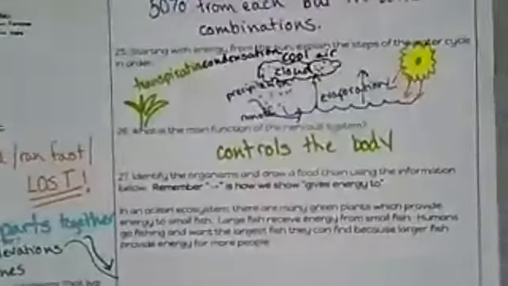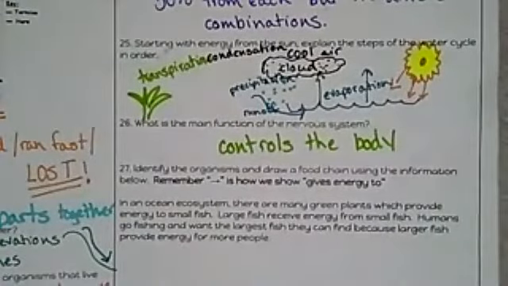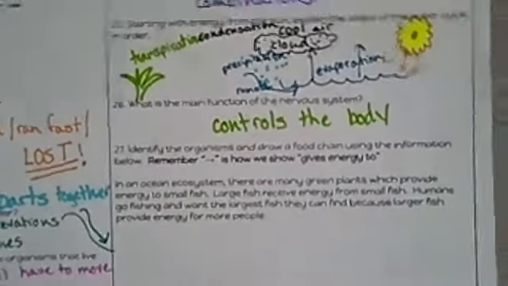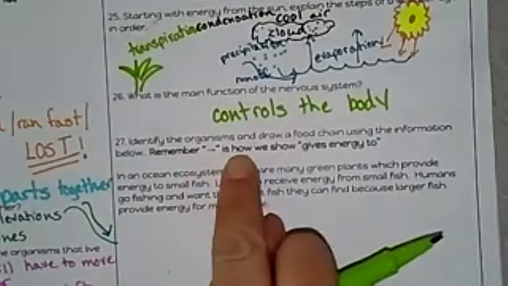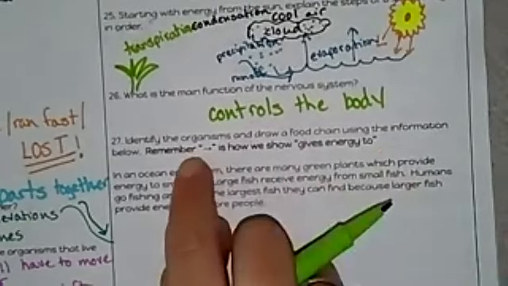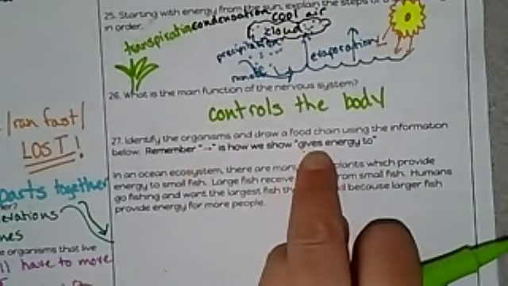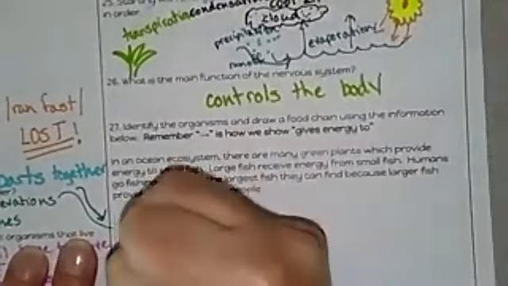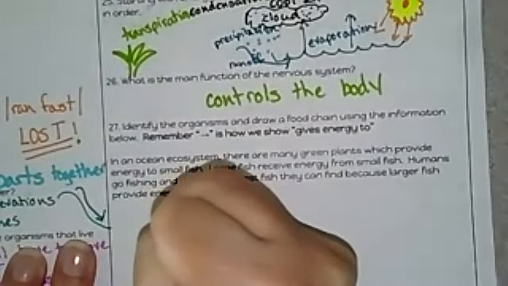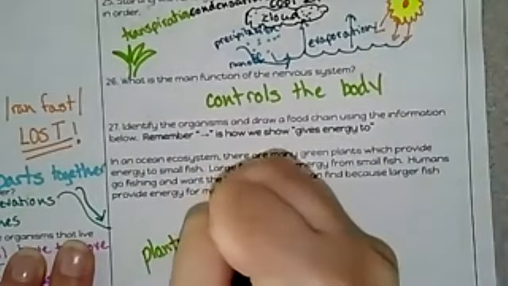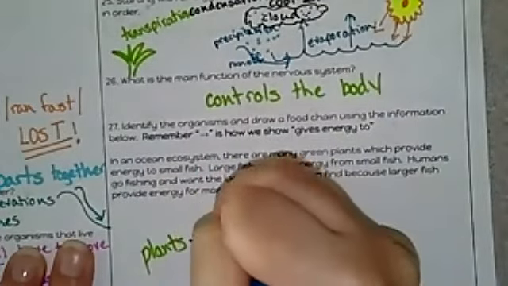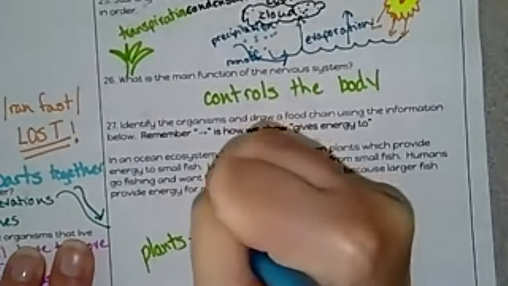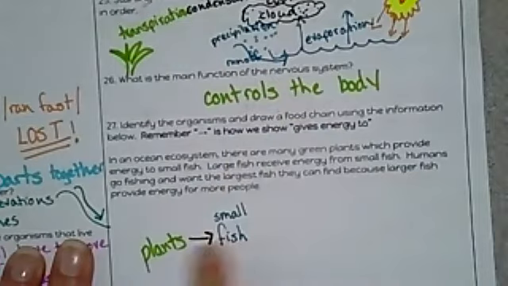All right. Identify the organisms and draw a food chain using the information below. Remember, arrow means gives energy to. So if we draw an arrow, that shows what something is giving energy to. Okay, so you've got an ocean ecosystem. There are a lot of green plants which provide energy to fish. So start with plants. And their energy goes to small fish. So the small fish eat the plants.